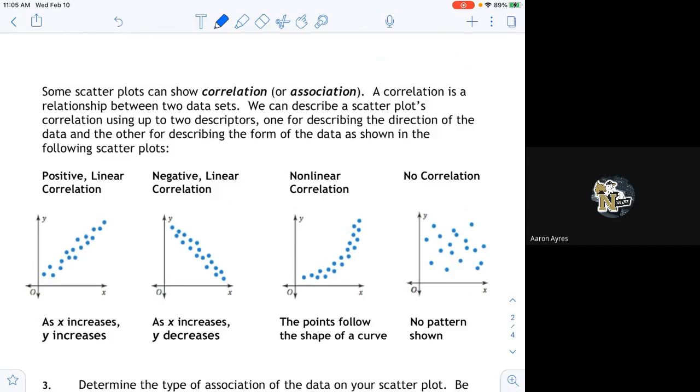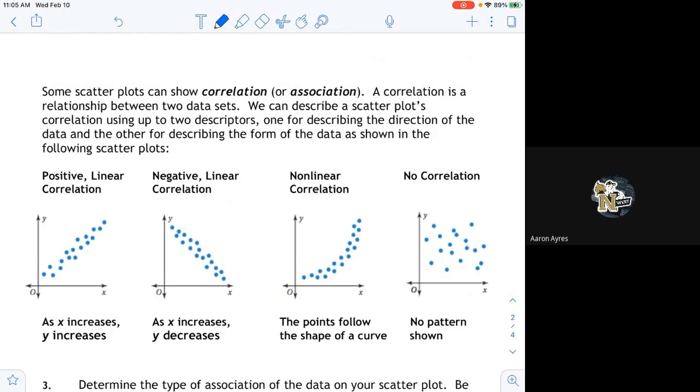Here are some of the ways we can describe data association. We have two descriptors that you need to be able to tell me when I do this on an assessment. One descriptor is in regards to the direction of the data. The other is in regards to the form of the data. We're going to make this really simple. For the direction, you have two choices: either the data follows a positive direction or a negative direction.